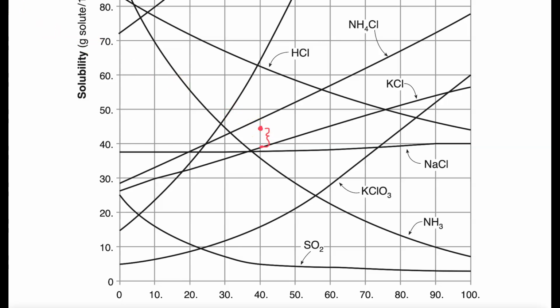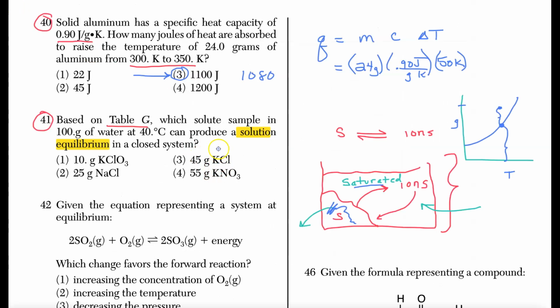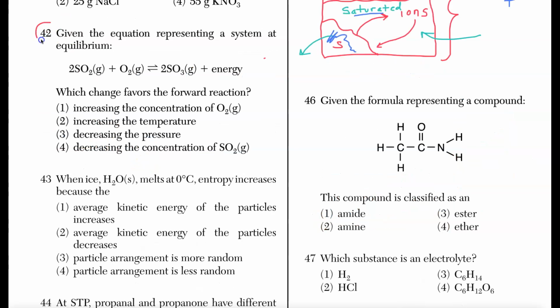All right, so back to the test. It's 45 grams of KCl at 40. Notice 100 grams of water. Okay, so choice 3 is the answer. On to number 42. Number 42, given the equation representing a system in equilibrium, which change favors the forward reaction? What they're really saying is, what's going to make the reaction shift to the right?